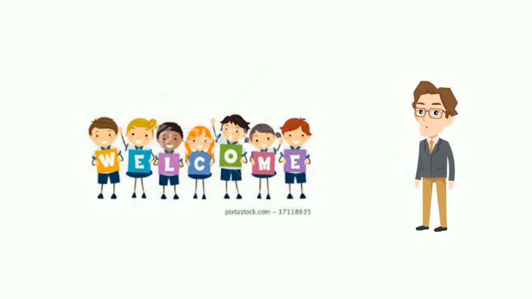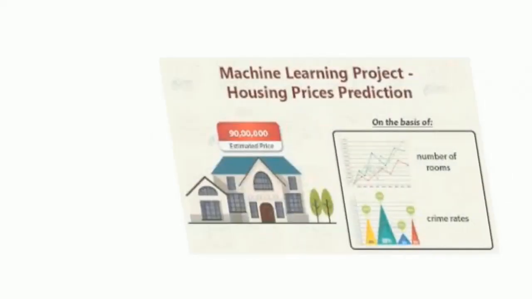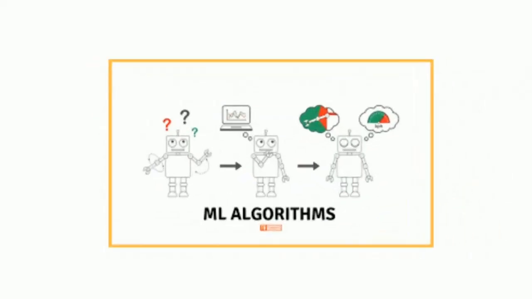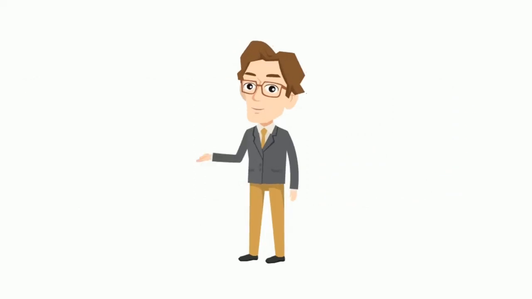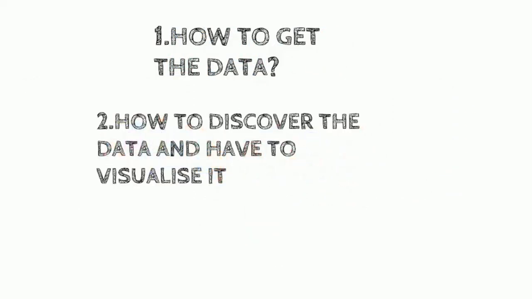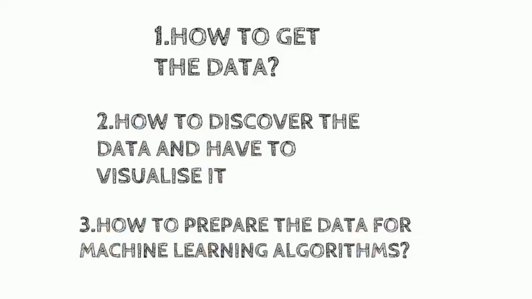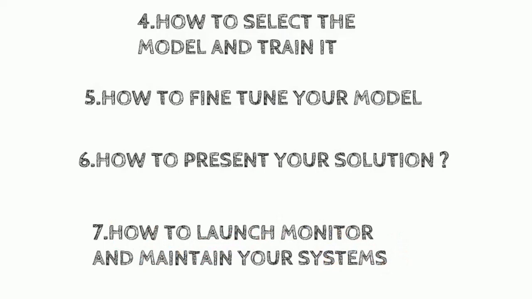In this video, you will go through an example project end to end on how to predict a housing price using machine learning algorithm using the tools Python and Scikit-learn. There are many steps you will go through. How to get the data, how to discover and visualize the data to gain the insights, how to prepare the data for machine learning algorithms, how to select a model and train it, how to fine tune your model, how to present your solution, how to launch, monitor and maintain your systems.